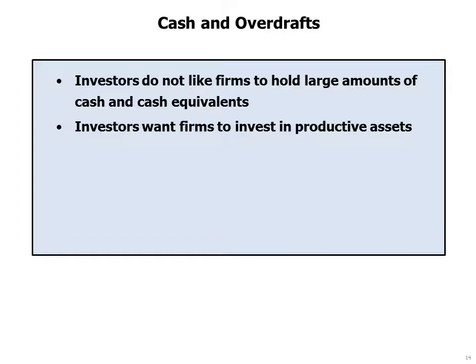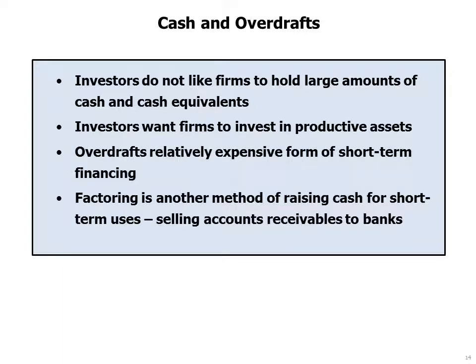There's also a risk that if a company has too much cash, they make ill-judged acquisitions with that excess cash. But on the other hand, if they run out of cash, overdrafts, which are an unarranged form of short-term financing from a bank, are relatively expensive. Factoring is another method of raising cash for short-term uses, which involves selling accounts receivable to banks. And we'll look at that next.